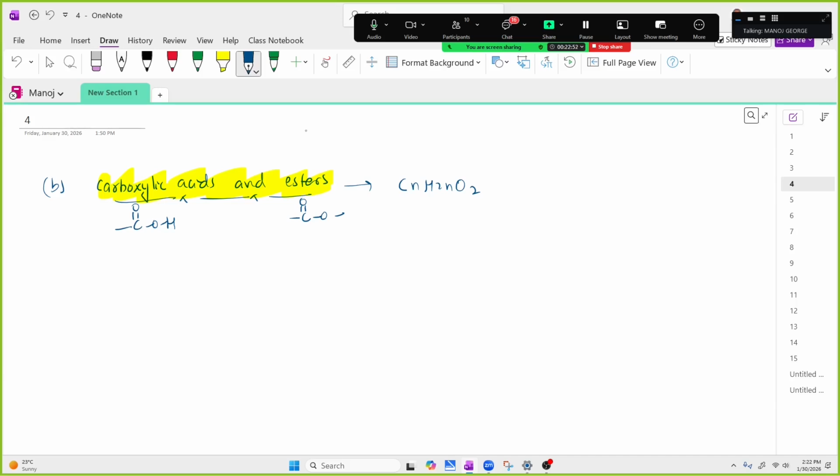So let's have a look at the example. The first example I'm giving you is C3H6O2. So this is the molecular formula. Now using this molecular formula, I want you to give me how many carboxylic acids you can get. Very quickly, start. How many carboxylic acids you can get, and how many esters can you get.